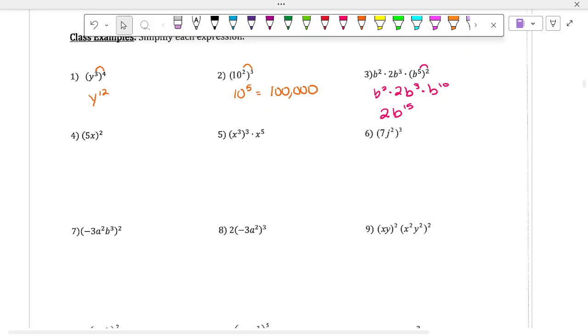Now, for number 4, be careful because both of these are considered bases. So I got to multiply the 2 to both of those bases, including the 5. So both of them are going to be multiplied 2 by 1. So this will be 5 squared x squared, so 25x squared.